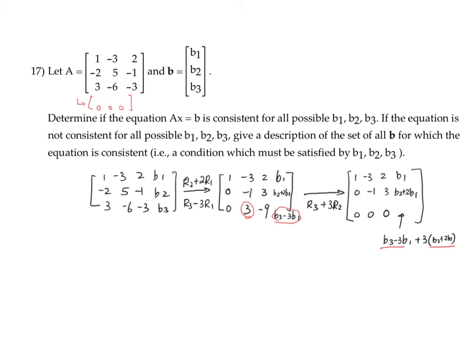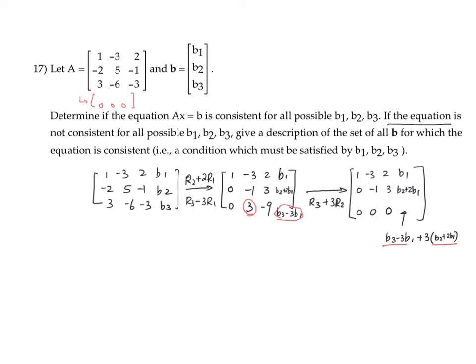So therefore, I'm going to answer the question now. Determine if the equation is consistent for all possible b1, b2, b3. The answer is no. Because we have only 2 pivot positions for the matrix A, right? So because A has only 2 pivot positions, and then I need to answer the second part. The equation is not consistent for all possible b1, b2, b3.